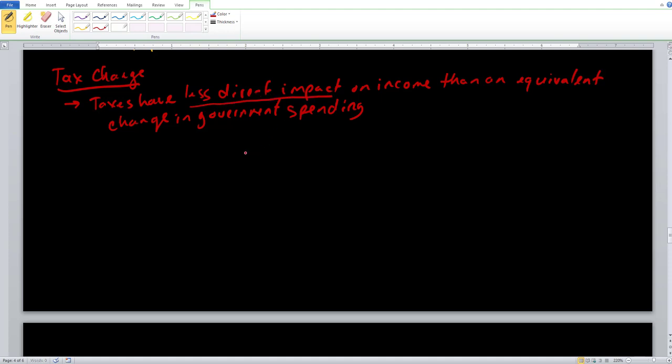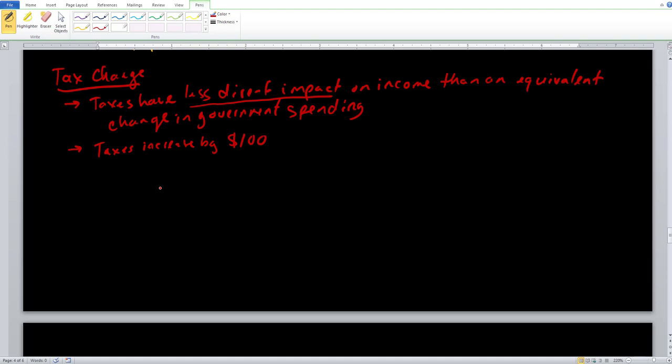So here, we're going to notice that when taxes go up by 100 versus when government spending increases by 100, government spending is going to have a greater impact on our equilibrium income. This is why our spending multiplier is greater than our tax multiplier. So let's go ahead and use the numbers that are given to us in this example. So taxes increase by $100.